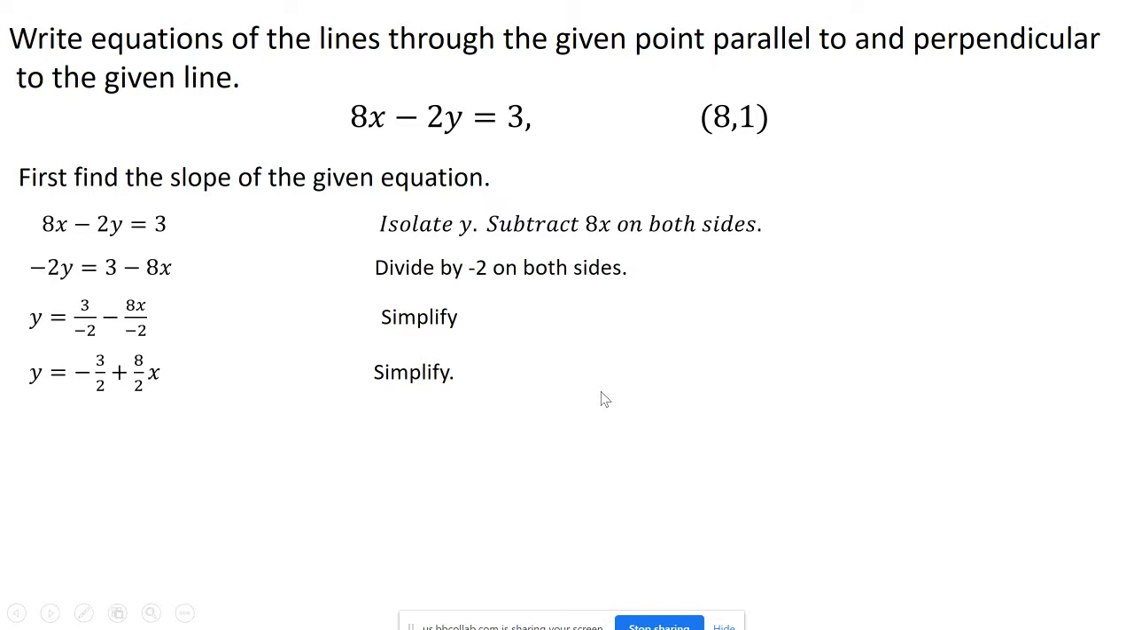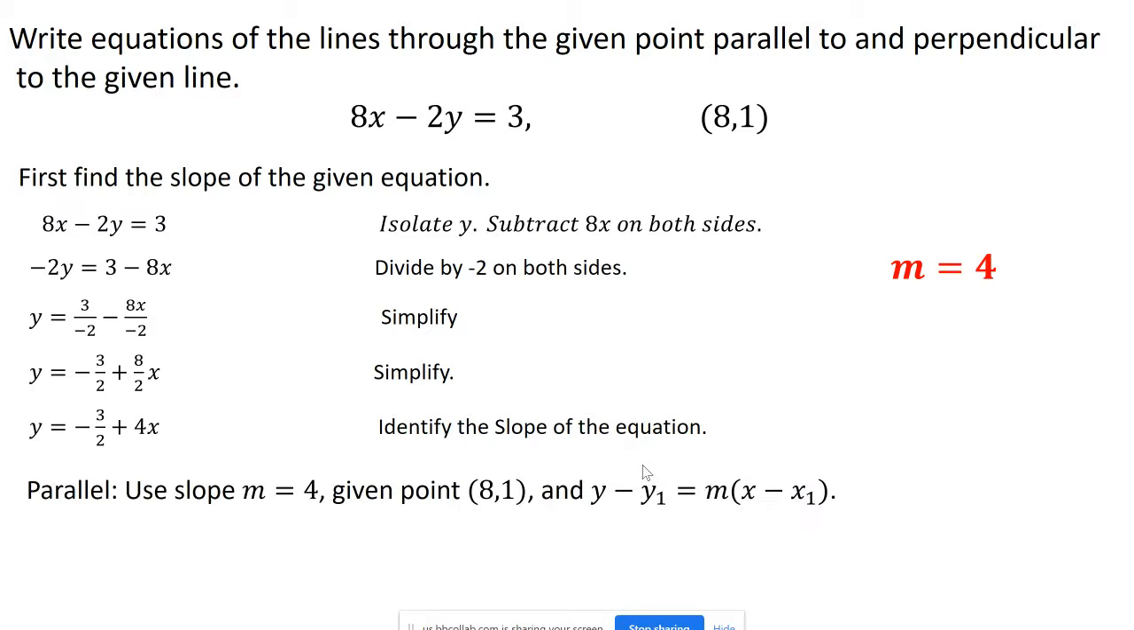And so from this equation, we can get our slope. So what is our slope going to be for this equation? And you can just throw the answer in the chat, or you can say it out loud. Okay, so our slope is going to be 4. 8 divided by 2 is 4. So we're going to use our slope 4. And then we're going to need a point that's already given to us. And that point is going to be 8 and 1.